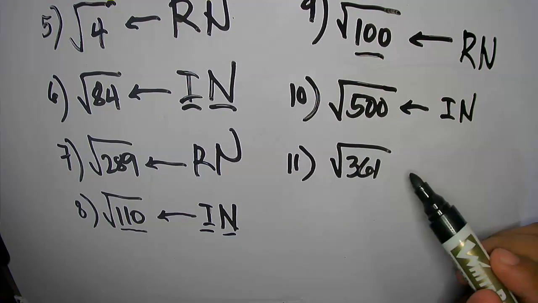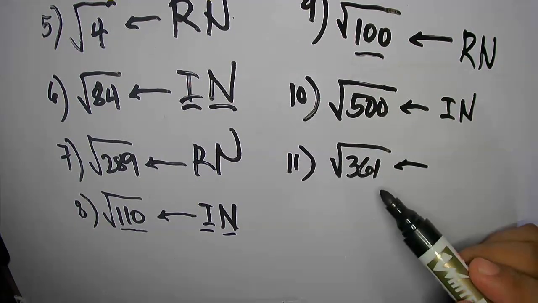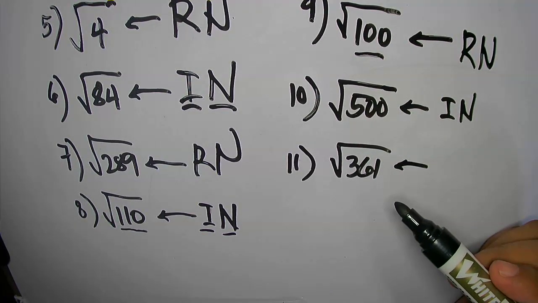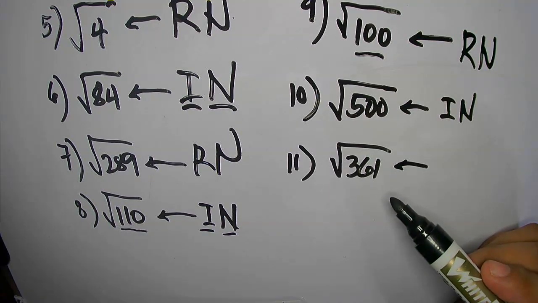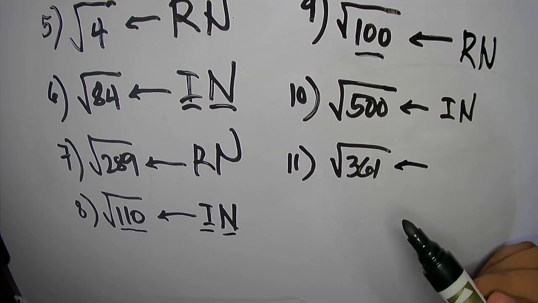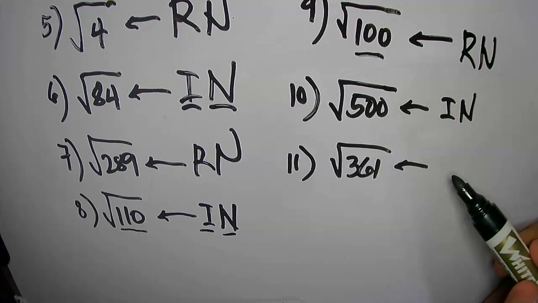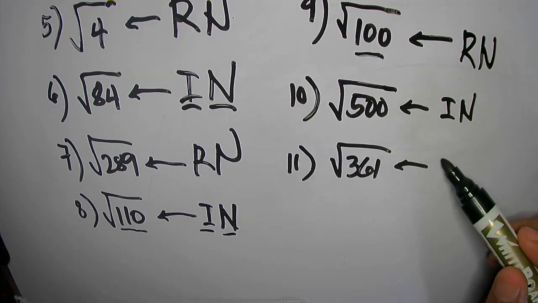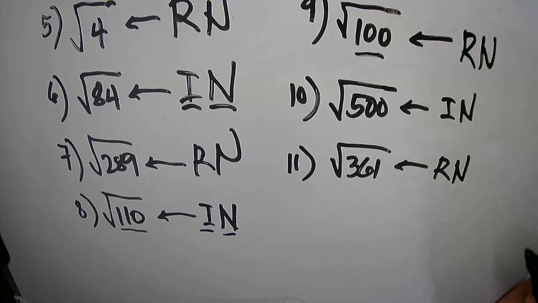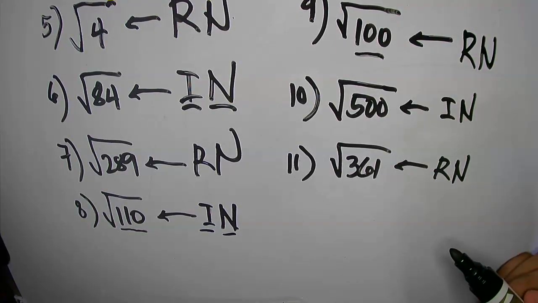Yes, rational number siya. Dahil ang 361 ay galing sa 19 times 19. So, 19 times 19 ay 361 and therefore, square root of 361 belongs to rational number. Okay? Yan. So, ano pa?